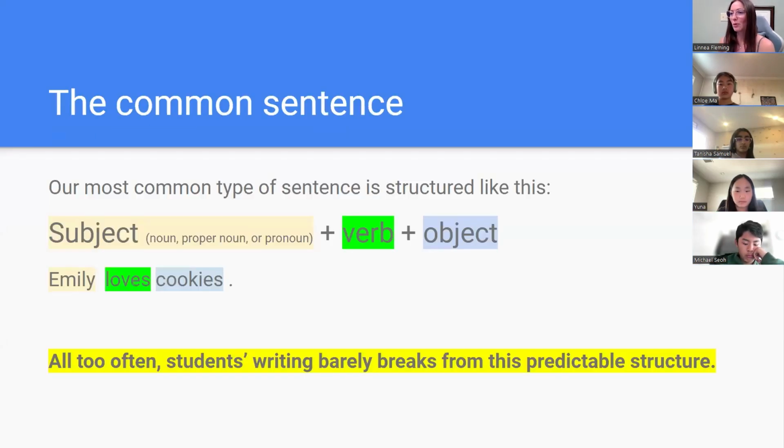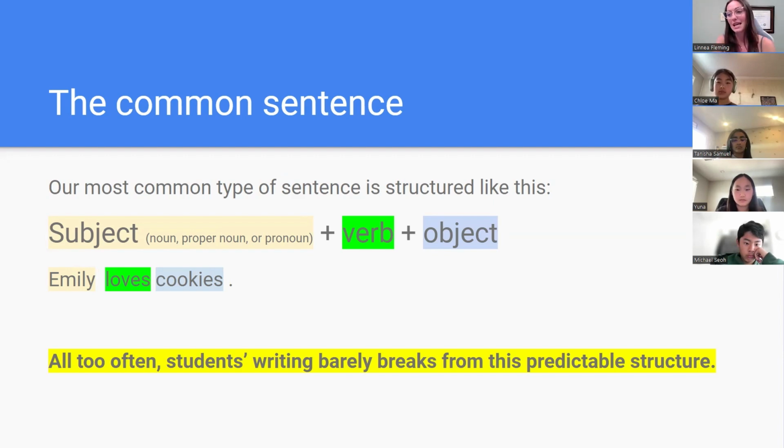So, what's the most common sentence that we use? Our most common type of sentence, you can do this sentence in your sleep. You probably use this sentence a million times a day. It goes subject plus verb plus object. Ew, this is sounding very grammar-y, and I know it's probably not your favorite subject, but it can help you out a lot in your creative style.